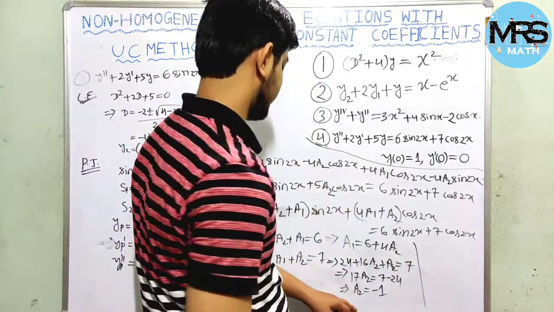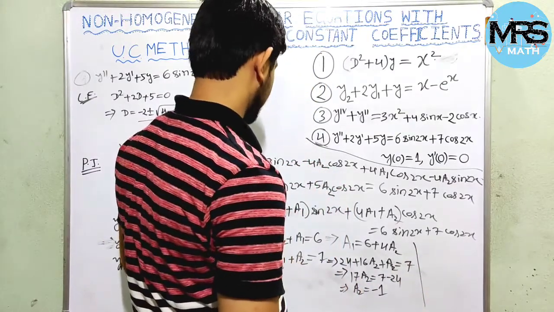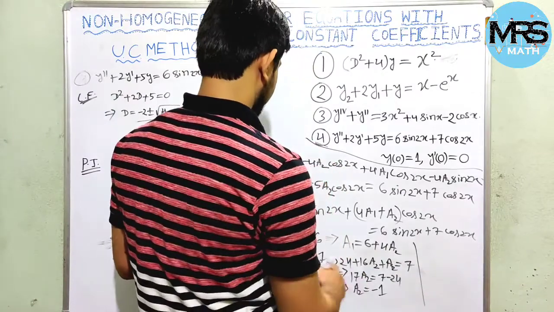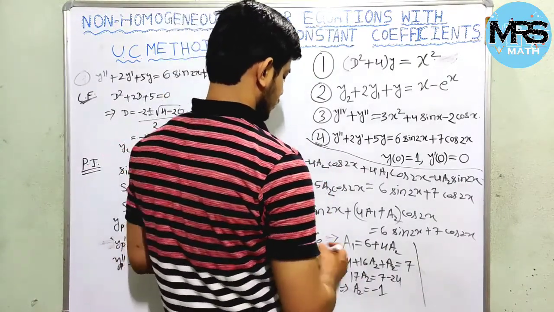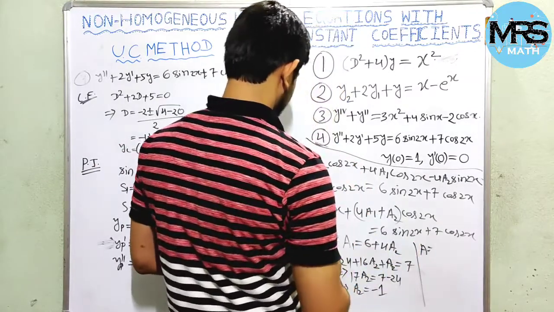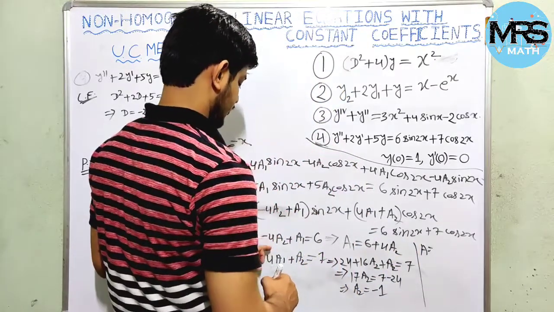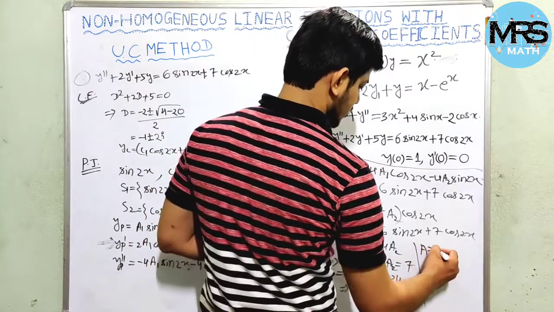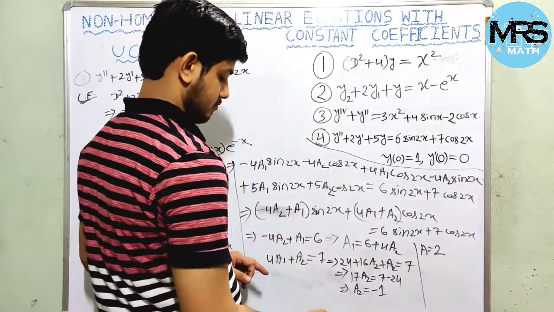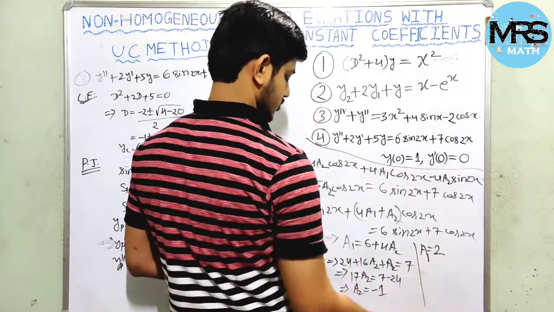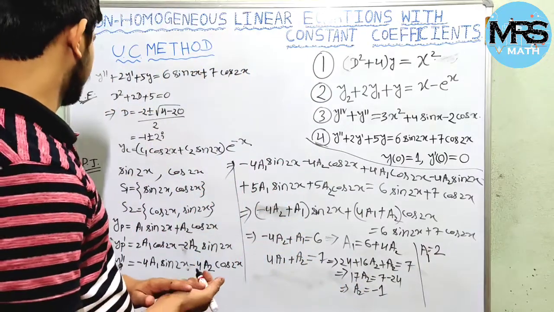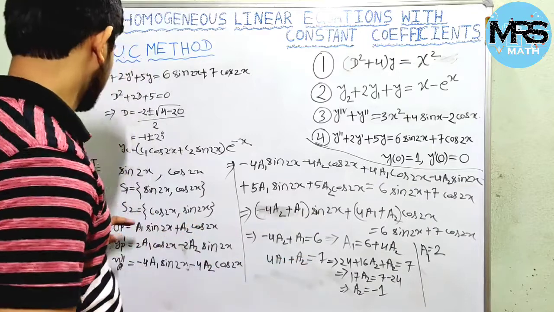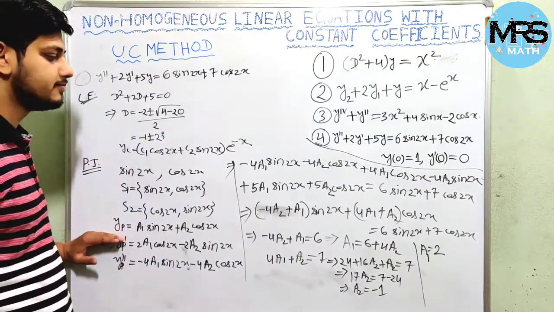So putting this value of a2 here, what we will get, a2 is minus 1, so minus 1 into minus 4 is plus 4, okay. So a1 will be equal to 6 minus 4, that will be equal to 2, okay. So a1 is 2 and a2 is minus 1. So now our job is to put these values in the complementary function, okay.